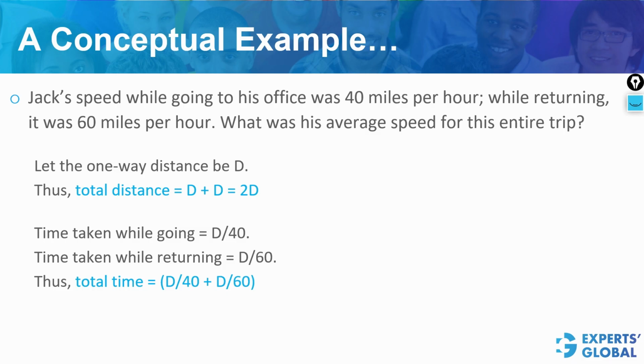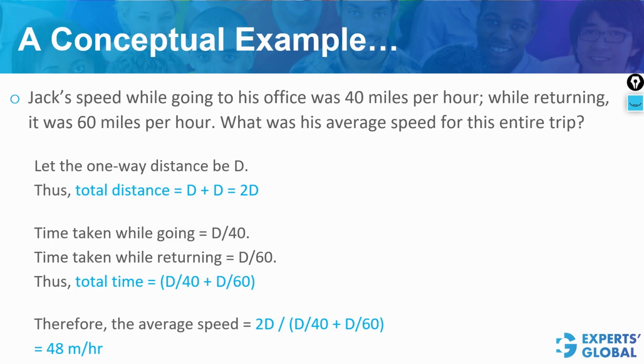We know that the average speed is total distance divided by total time. Therefore, the average speed turns out to be this much. On simplifying, we get 48 miles per hour.